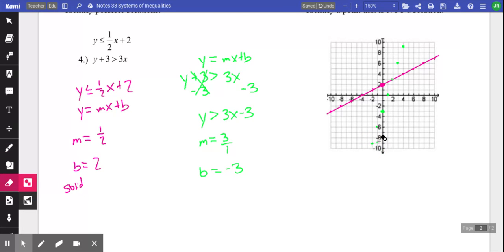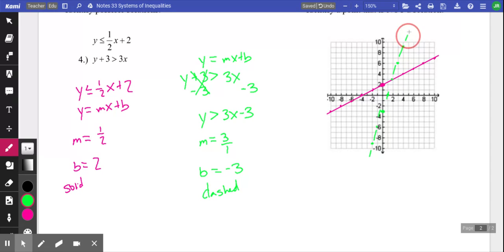All right, and then I would connect these points with a dashed line. These points that I just plotted are not a part of my solution because it just says greater than. Just because I'm working with a greater than symbol, which means that they're not a part of the solution, I need to make a dashed line. Okay, so this is my boundary. We get as close to this as possible, but those are not actually included.